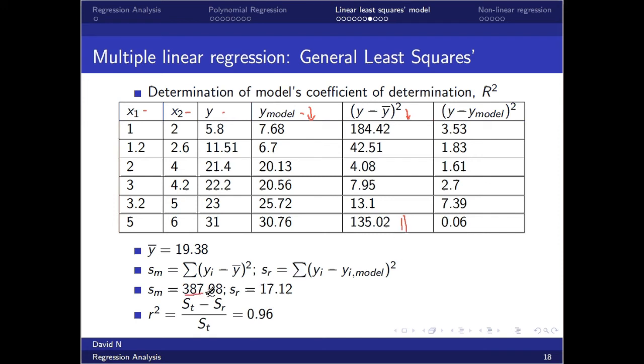SM is found to be equal to 387.08. And then we have the square of y minus y model given by this particular column, whose summation gives us SR. SR is found to be equal to 17.12. R squared by definition is the difference between ST and SR over ST, which gives us R squared to be equal to 0.96.